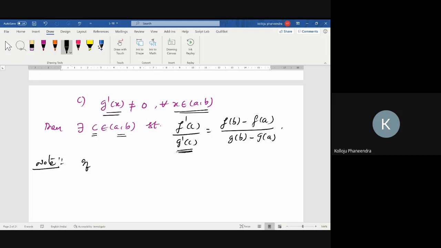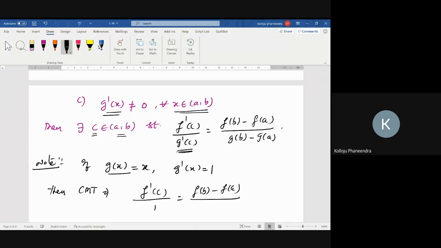Next one, if g of x equals x, then what is g dash x? It is 1. Then CMT implies f dash C by g dash C, which becomes 1, equals f of b minus f of a by g of b minus g of a. For g of x equal to x, g of b is b and g of a is a. Which is Lagrange's mean value theorem.